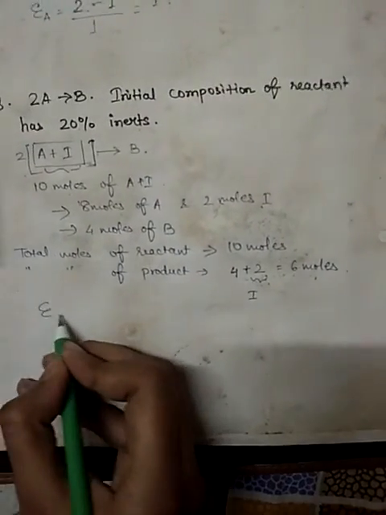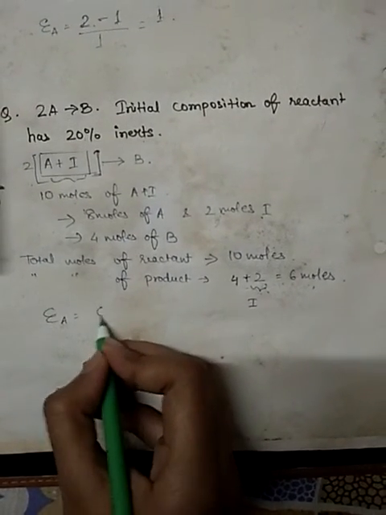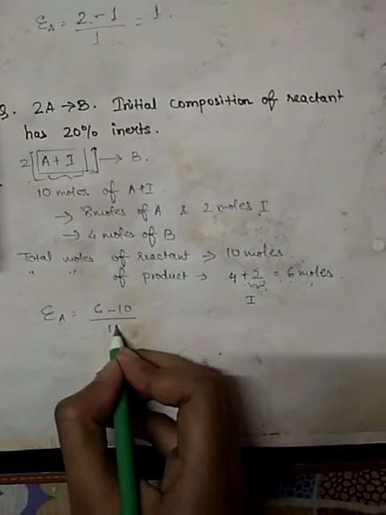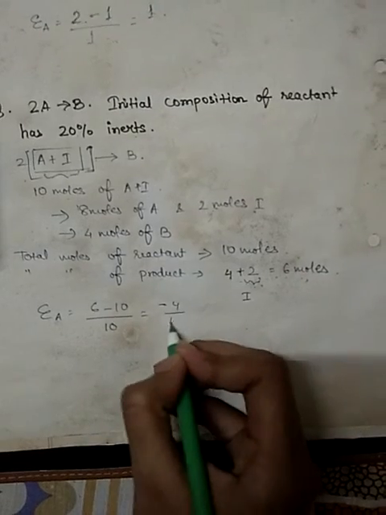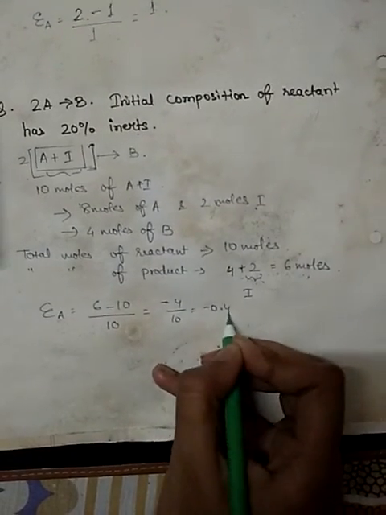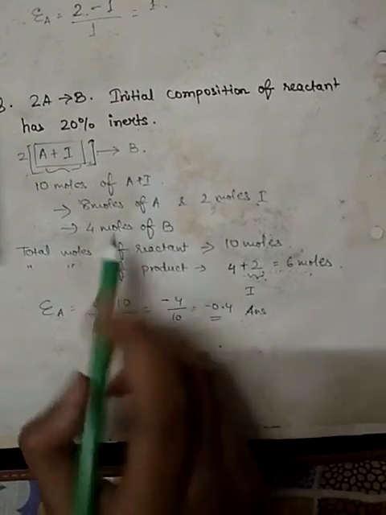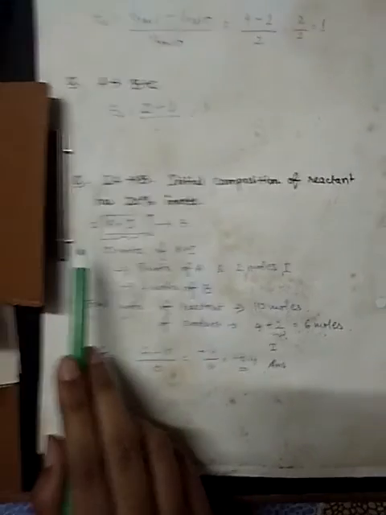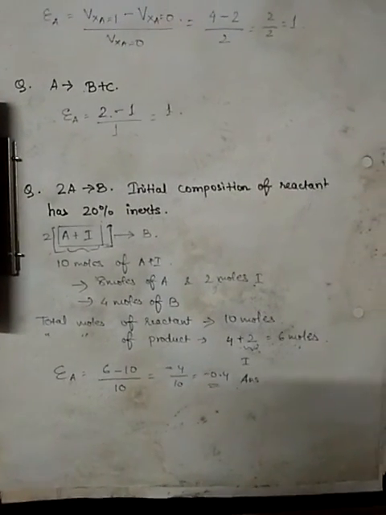Now utilizing the formula, we may write moles of product minus moles of reactant, by moles of reactant. That will give you minus 4 by 10, that's minus 0.4. This is your volume ratio for this case. In similar ways, you may be provided with different variations of the inert concentration, and you will have to solve it in this method. So that is it for now.